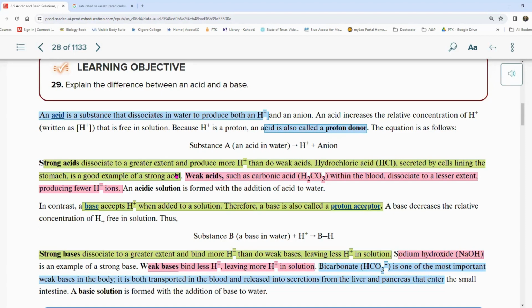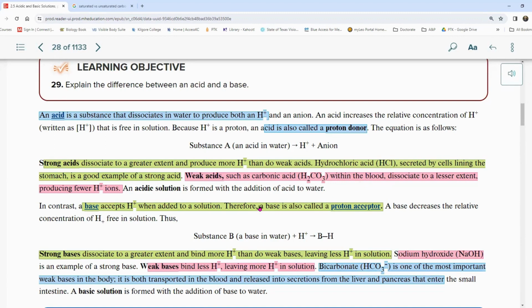Strong acids dissociate to a greater extent and produce more H positives than weak acids. A weak acid produces some H positives, but strong acids produce a lot more. Our stomach acid, which is hydrochloric acid, is secreted by our stomach and is a really strong acid. It's used for breaking down proteins. Weak acids, such as carbonic acid within our bloodstream, are weaker. Don't get me wrong, they're still kind of strong, but they're weaker than some acids.